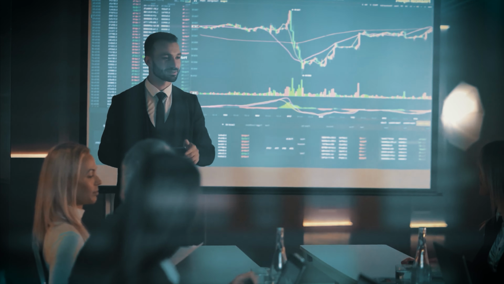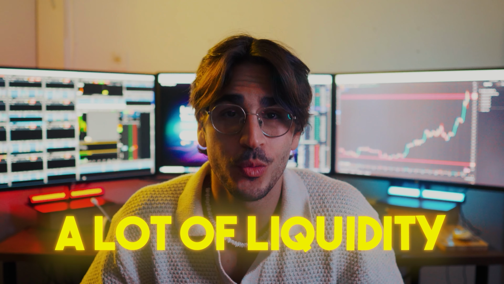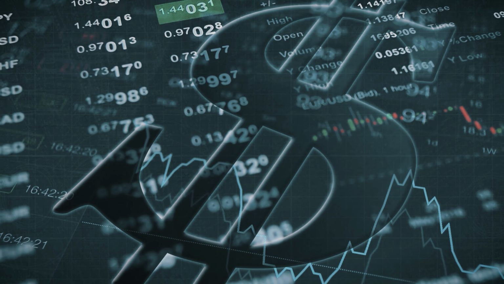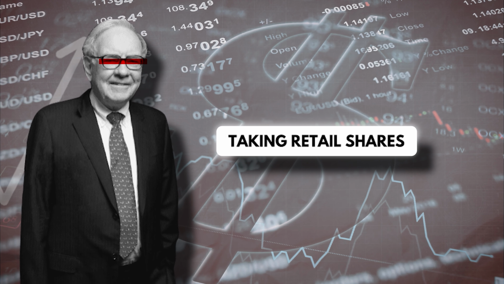And finally, liquidity sweeps. This is a topic that's been heavily discussed lately, and basically all it means is that for large institutional investors to enter a stock, they need a lot of liquidity, and I mean a lot of liquidity. So basically what they do is they cause a stop loss trade and gobble up all the shares for themselves, effectively taking the retail shares.